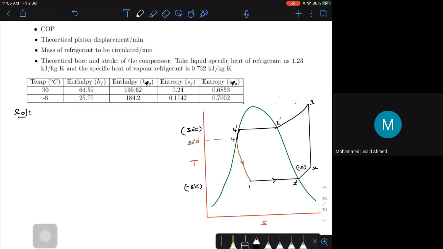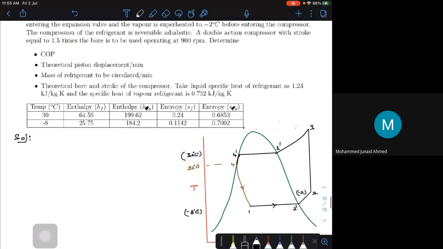Now this is the process actually. Let's try to solve this problem. What is the process? The process 2 to 3 is adiabatic, just similar to what we did earlier. So the process 2 to 3 is isentropic, that is S2 is equal to S3.